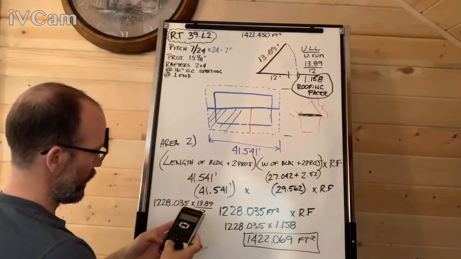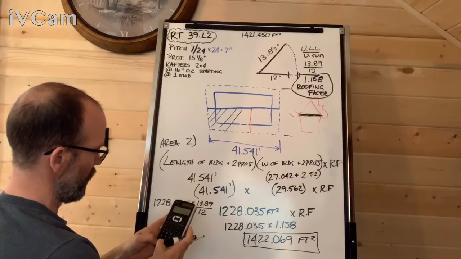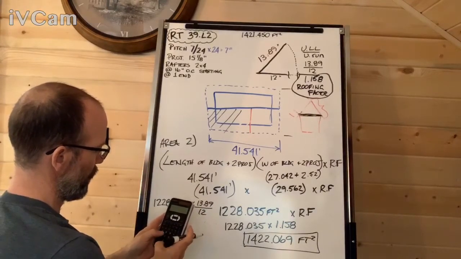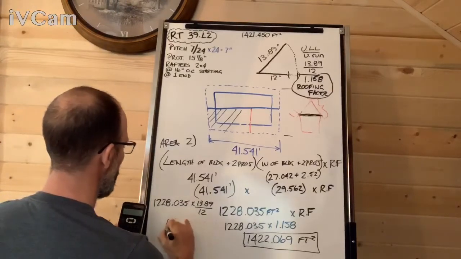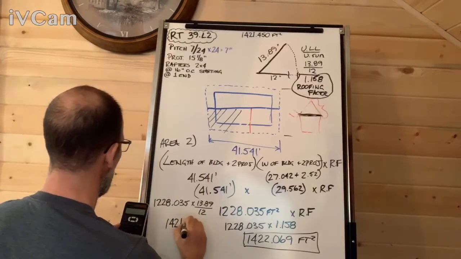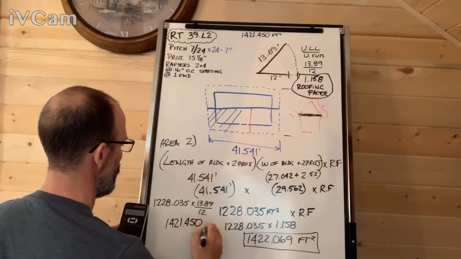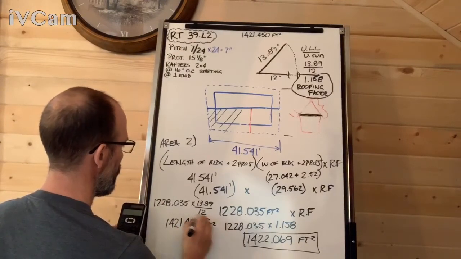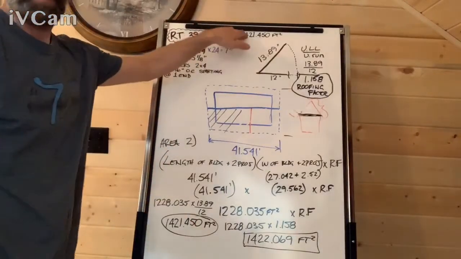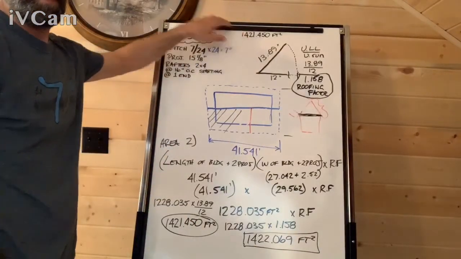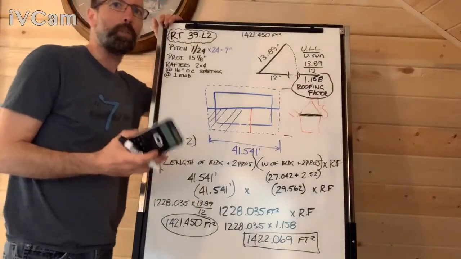If I go 1228.035 times 13.89 equals, divided by 12 equals, this gives me 1,421.450. Look at that. Identical. It's up to you guys which way you would like to do this.